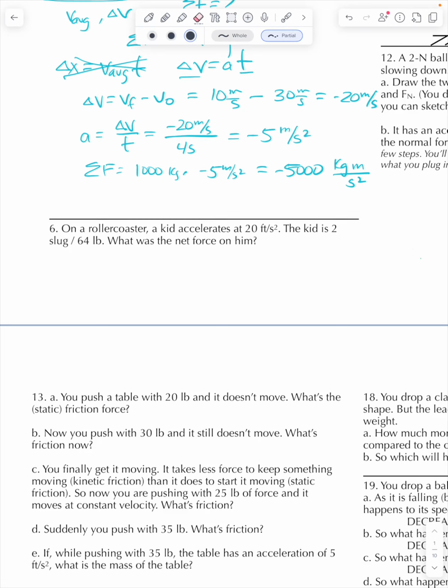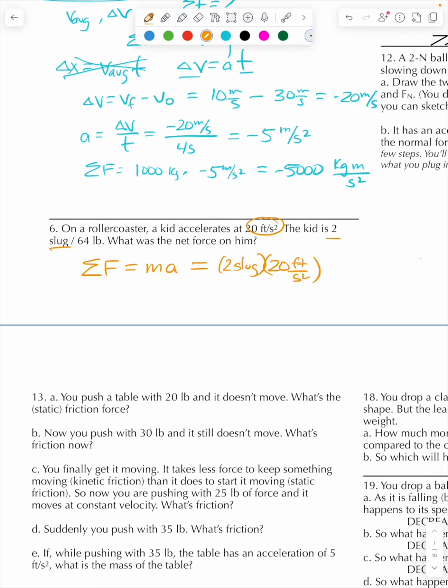What's the net force on him? Just to change color, let's try orange. So the net force, remember, is sigma F, and it's just the mass times the acceleration. So we're given the acceleration, but now which of those two values am I going to put in there? 2 slug or 64 pound? Well, I need the mass. Which of those is mass? The 2 slug. So it's just a way of saying, just use mass in that equation. Don't use weights. So it would be 2 slugs times 20 feet per second squared.